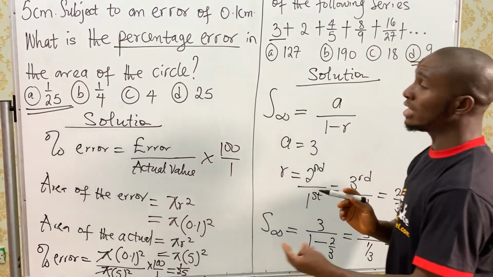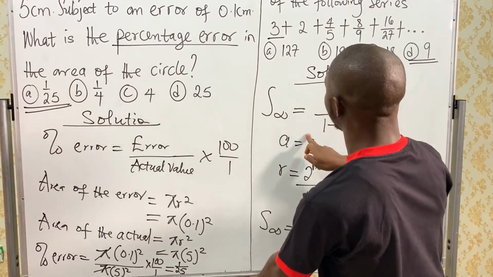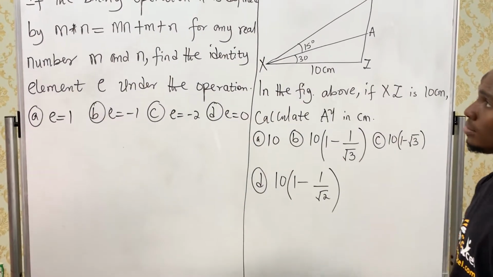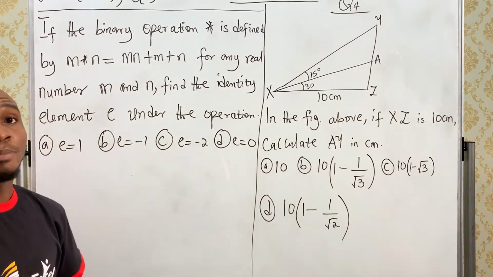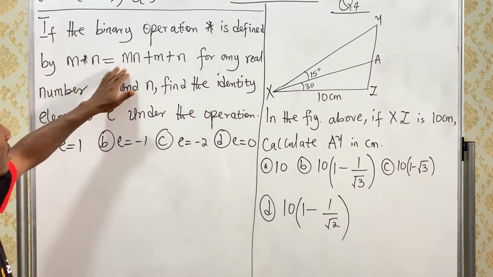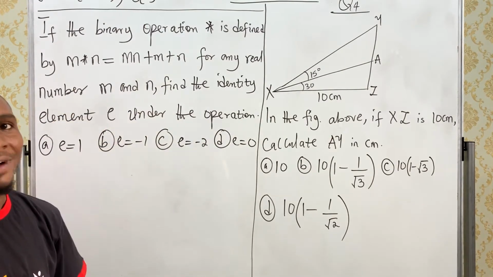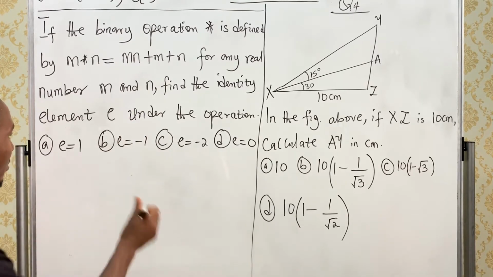Now, that is question 1 and question 2. So we now move on to question 3. Now this is question 3. If the binary operation star is defined by m star n as this, for any real numbers m and n, find the identity element e under the operation star. Solution.